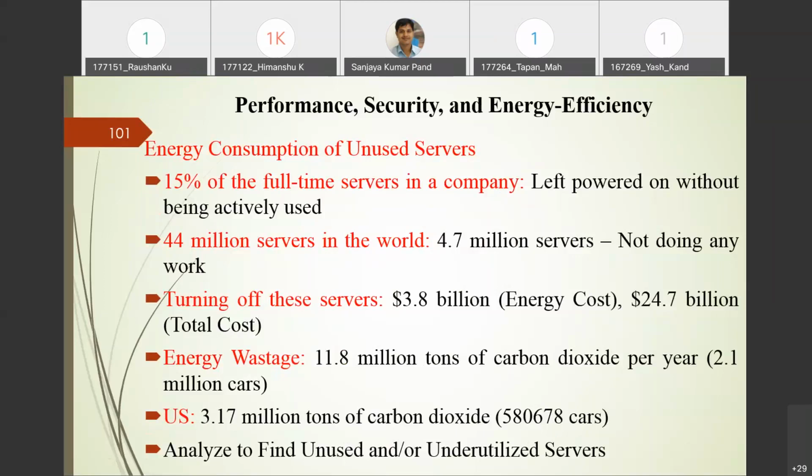So our objective is to find such unused servers and put them in sleep mode or switch off mode based upon the requirement, so that energy will also be saved. As cost is also associated with energy, we can say energy cost can also be minimized.